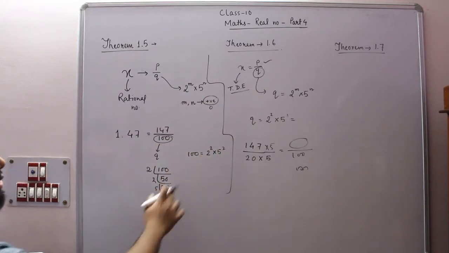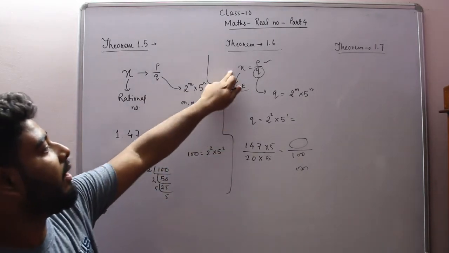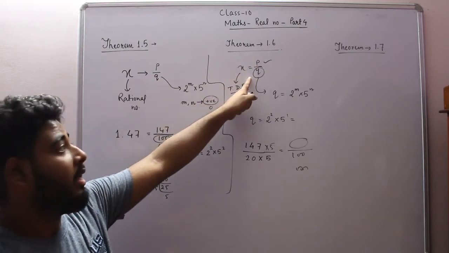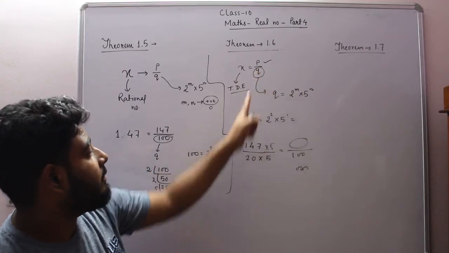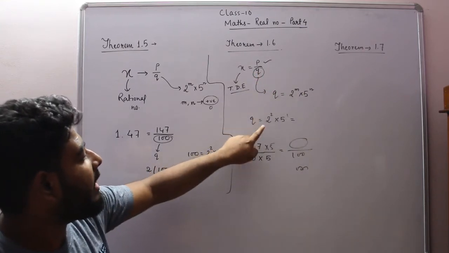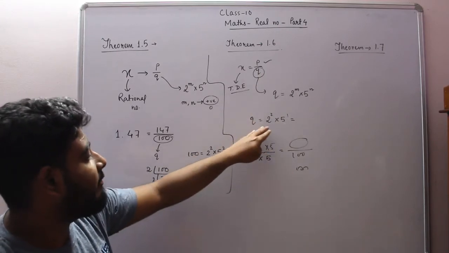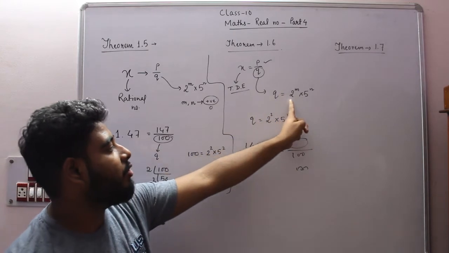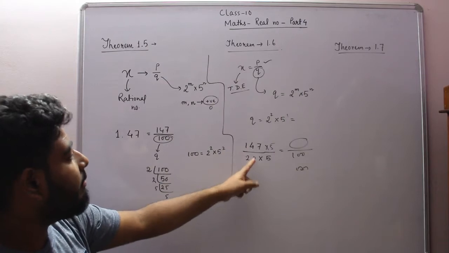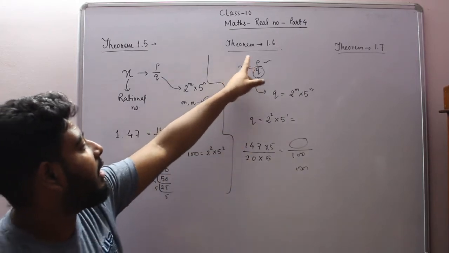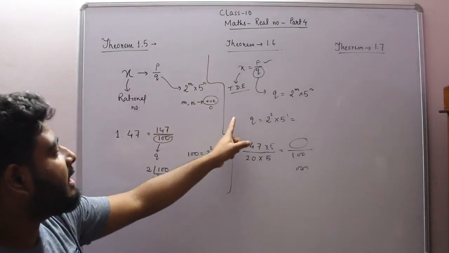of the first theorem. So in that theorem, what did they say? That x is a number which can be represented in the form of p by q, and q is what? 2 power m into 5 power n. Then we are assuming q equals 2 to the power 2 into 5 power 1. So whatever the value of q, if it is in the form of 2 power m into 5 power n, then when you divide the number, you will get what? This is a terminating decimal expansion.